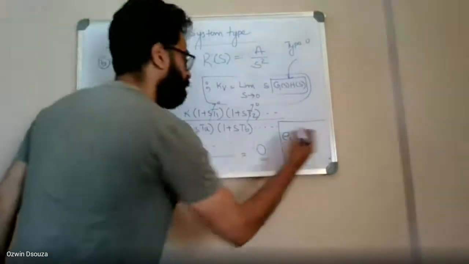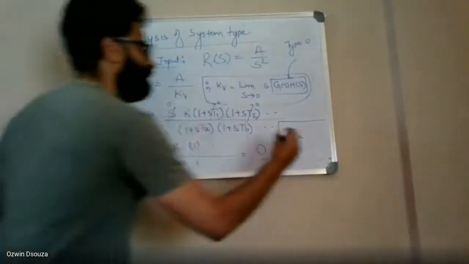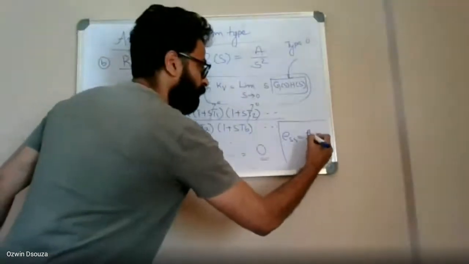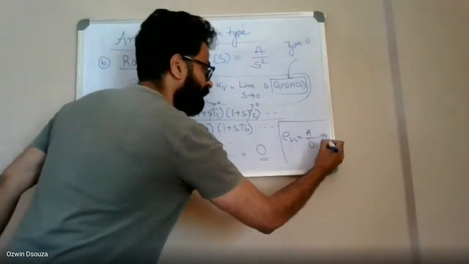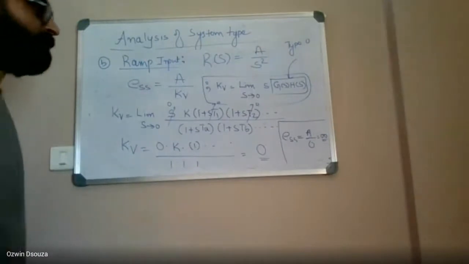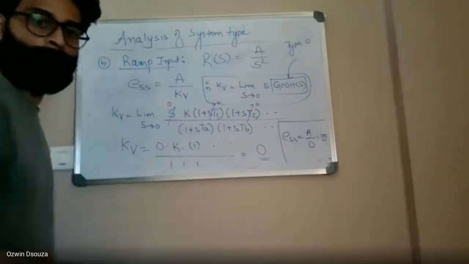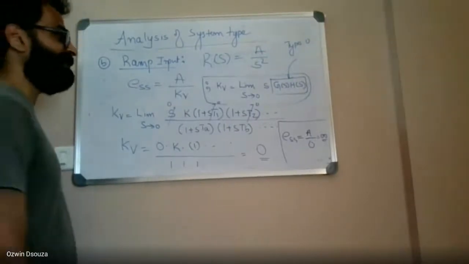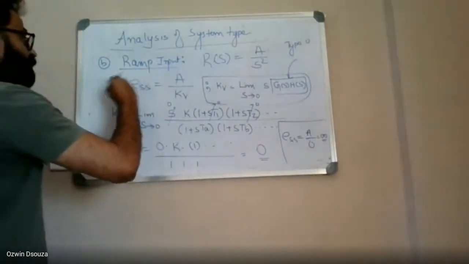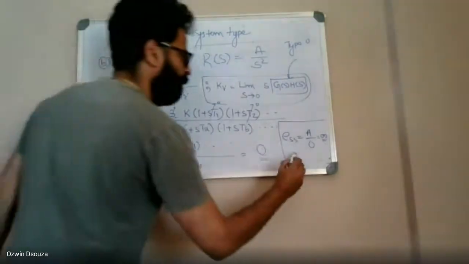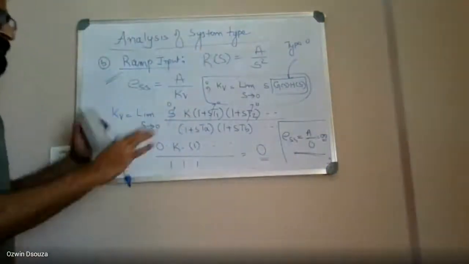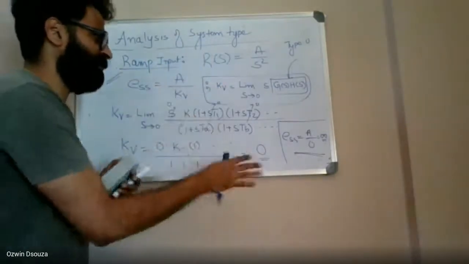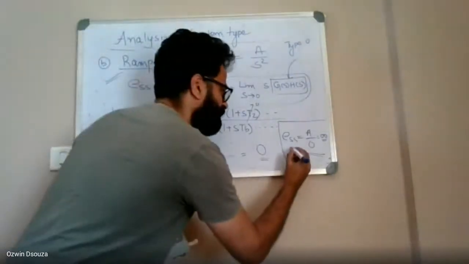E_ss is equal to A divided by Kv. So A divided by Kv. What is Kv? Zero. So what is A by zero? Infinity. So the steady state error for a ramp input is basically infinite. Fine. This is mathematics. You took some A by S square, did everything. What exactly do you understand from this expression?